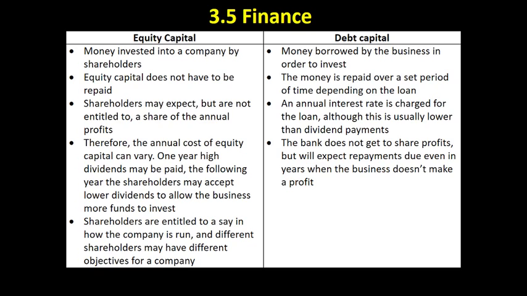An annual interest rate is usually charged for a loan, although that's usually lower than dividend payments might be. And the bank does not get to share profits, so it's great if you make a load of profit with the investment. The bank only wants their money back with some interest.